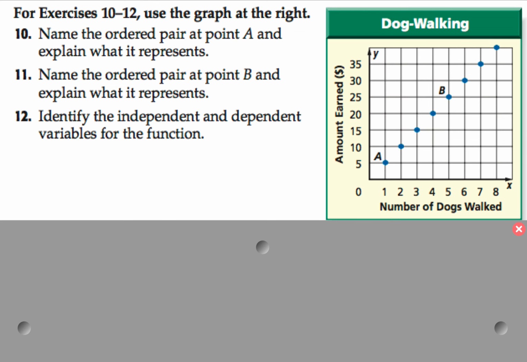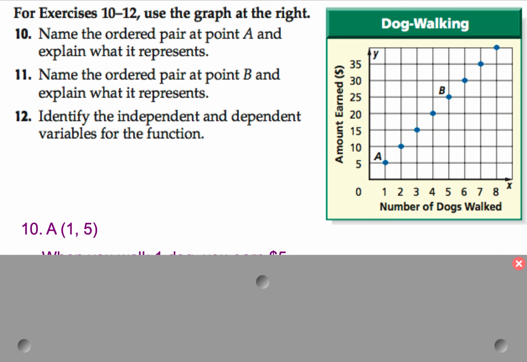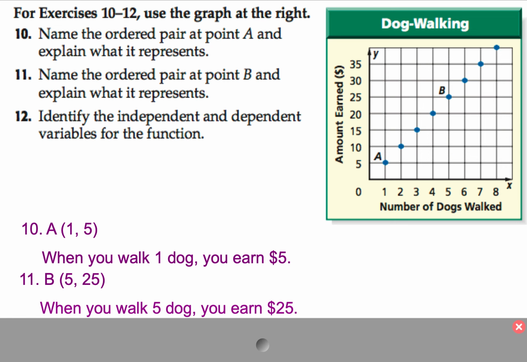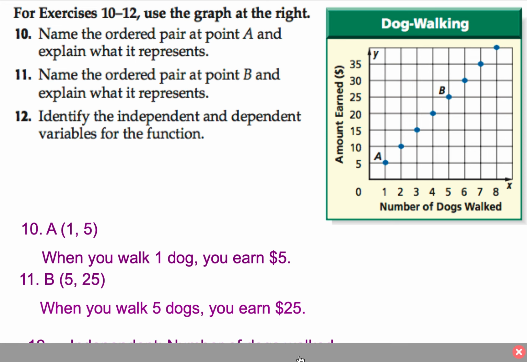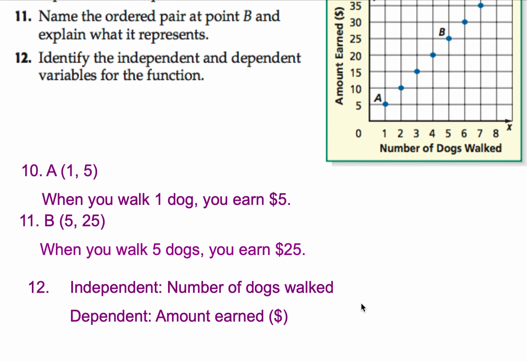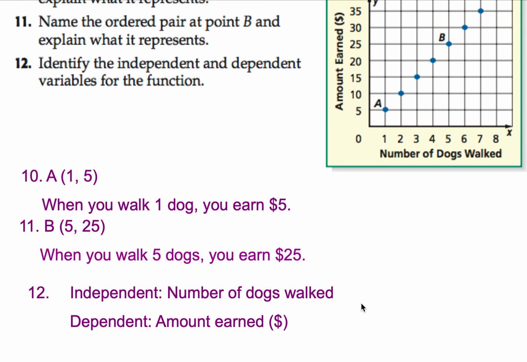All right, look at the title of the graph. It says dog walking. X-axis, number of dogs walked, 1 through 8, and amount earned, 5 through 35, counting by 5. What does A mean? Well, A is at 1, 5, and it means when you walk one dog, you earn $5. What does B mean? Well, B is at 5, 25. When you walk 5 dogs, you earn $25. And the independent variable is the number of dogs walked on the input axis. The dependent is the amount earned measured in dollars.